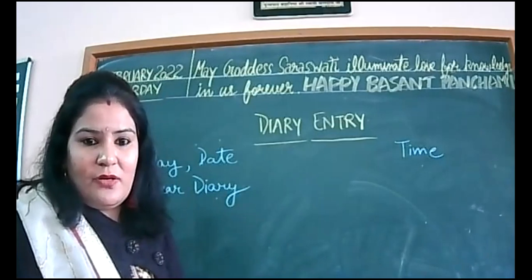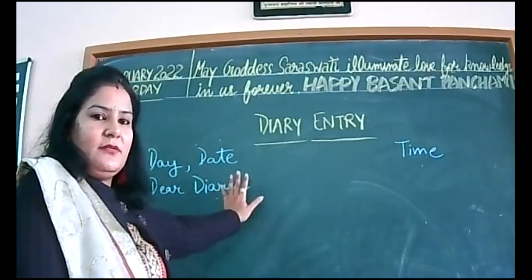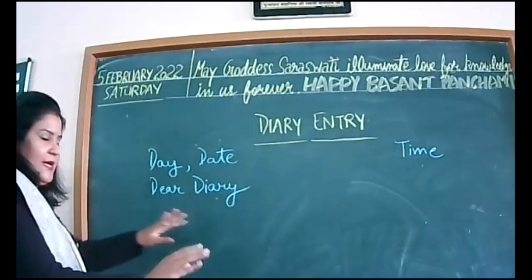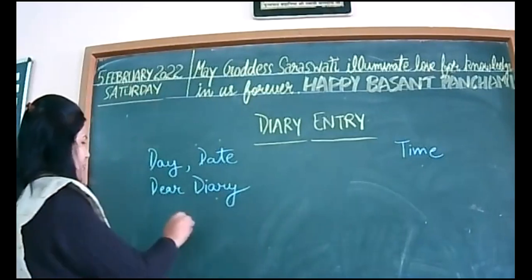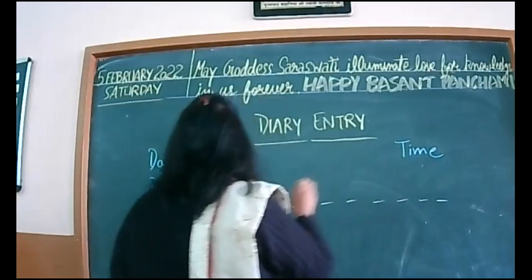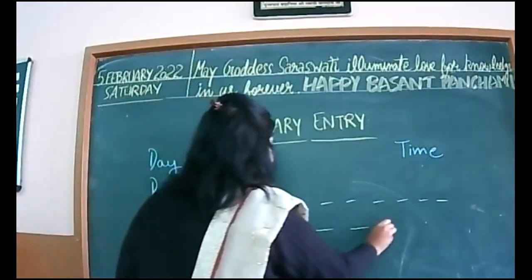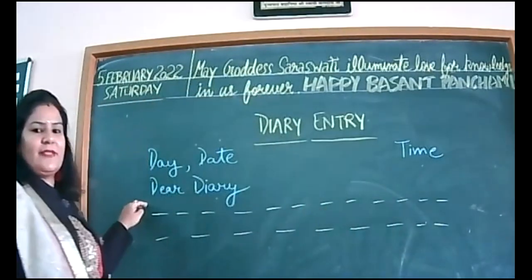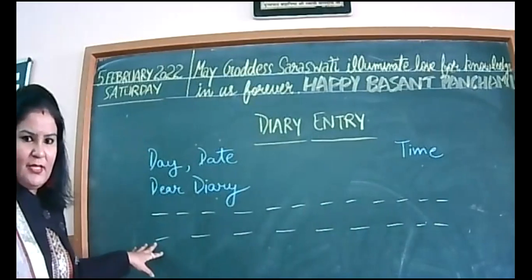Now after the format, day and date, time, dear diary, we start writing the content, okay? I'm just putting a dash here. This is the place from extreme left to extreme right you have to write.